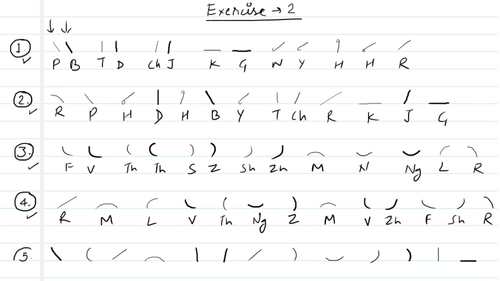Let's move to the fifth line. This one is B, this one is Ith, this is R, this is M, this is D, then we have this J, then this is R, then we have this S, then this is N, this is Ish, this is Z, then this is T, then we have this G character. Alright, so we are done with the fifth line.